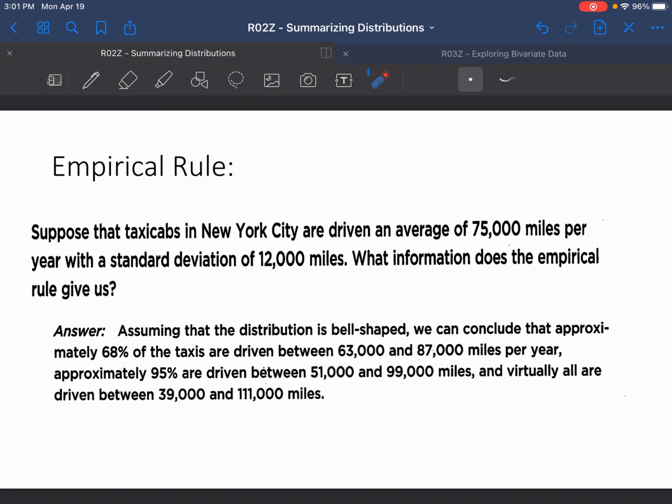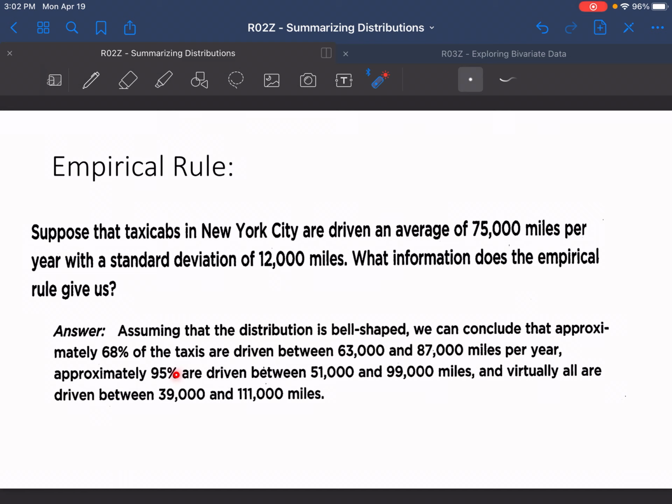Because we're looking at 68%, what we know is that that's going to be one standard deviation below and one standard deviation above the mean. So we would take our standard deviation value of 12,000, subtract it once from 75,000, and then add it once to 75,000 to give us 63,000 and 87,000 miles per year. So that's how we know that those two values are representative of one standard deviation below and one standard deviation above the mean.